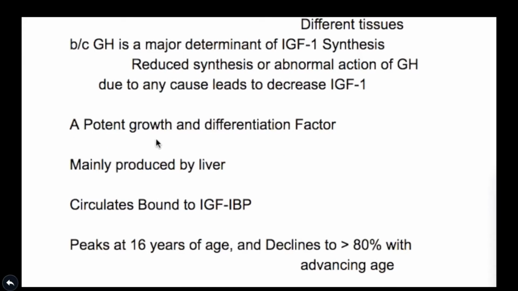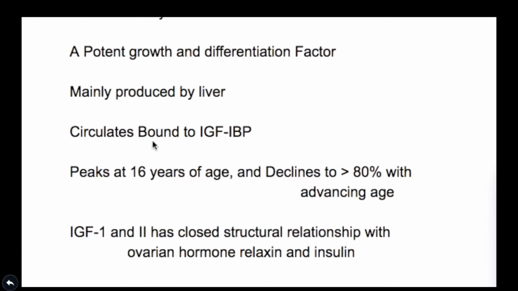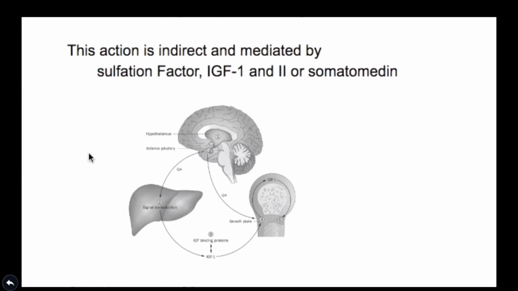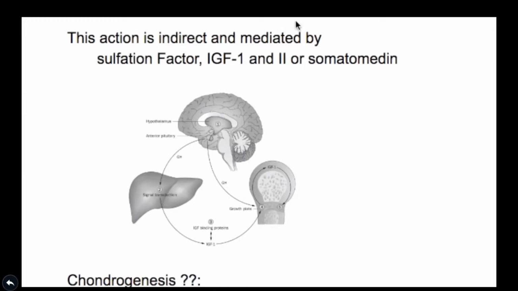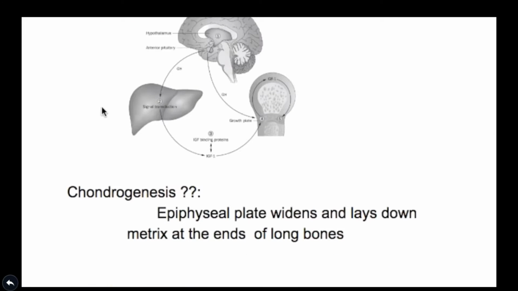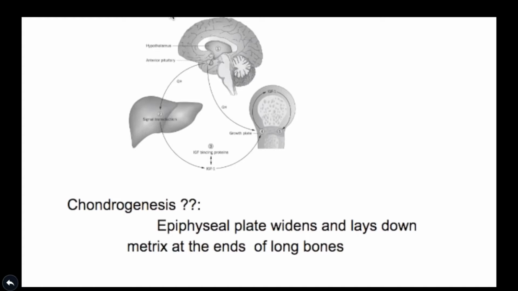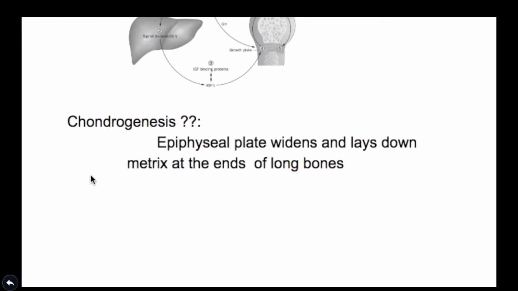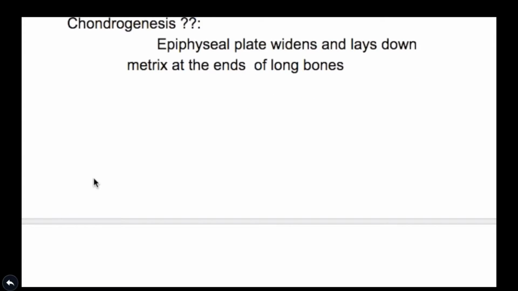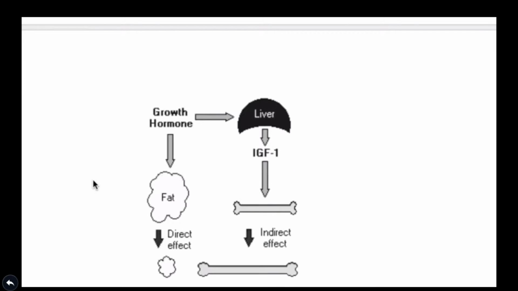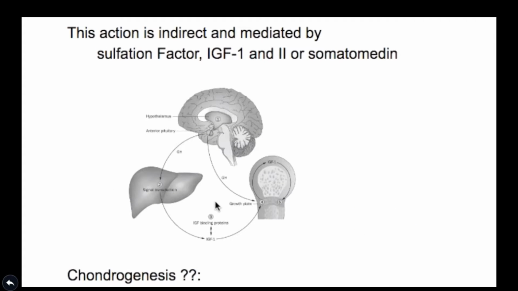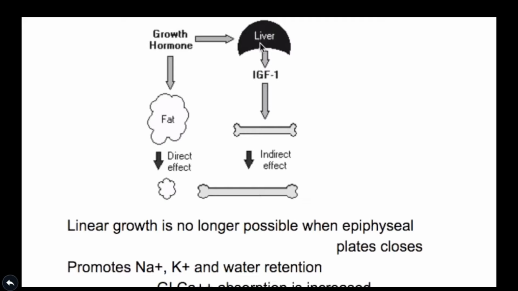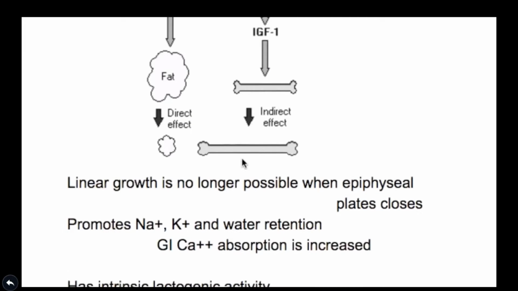It's a potent growth and differentiation factor, and it circulates bound to IGF-1 binding proteins. Growth hormone stimulates epiphyseal pre-chondrocyte differentiation. This action is indirect and mediated by a sulfation factor or insulin-like growth factor or somatomedin. What's chondrogenesis? The epiphyseal plate widens and lays down matrix at the end of the long bone. This is known as chondrogenesis. So growth hormone acts on the liver, producing insulin-like growth factor 1 that acts on the bone. This is an indirect action.